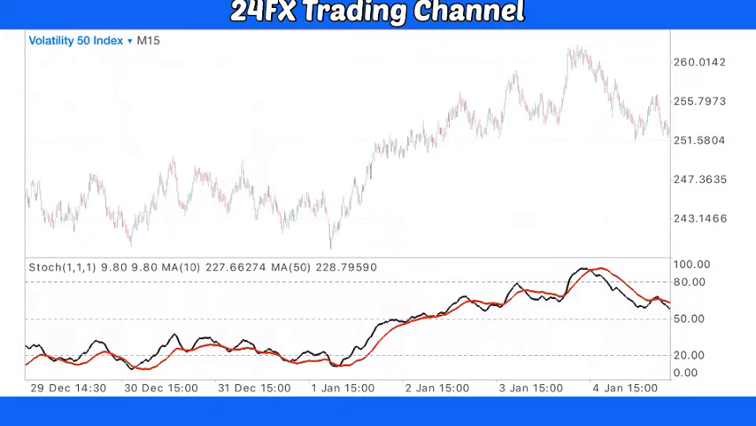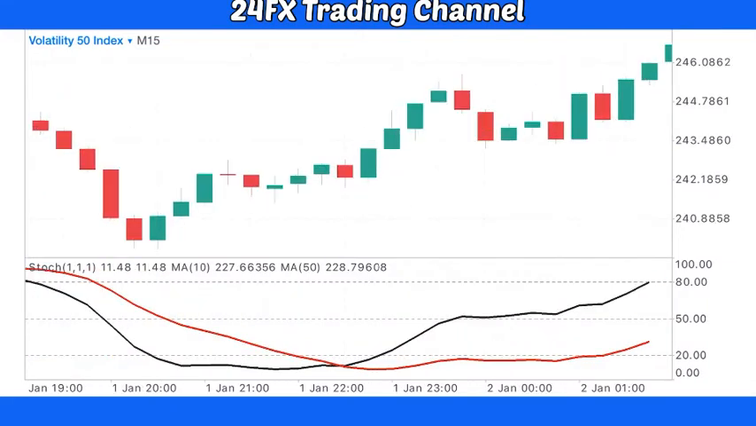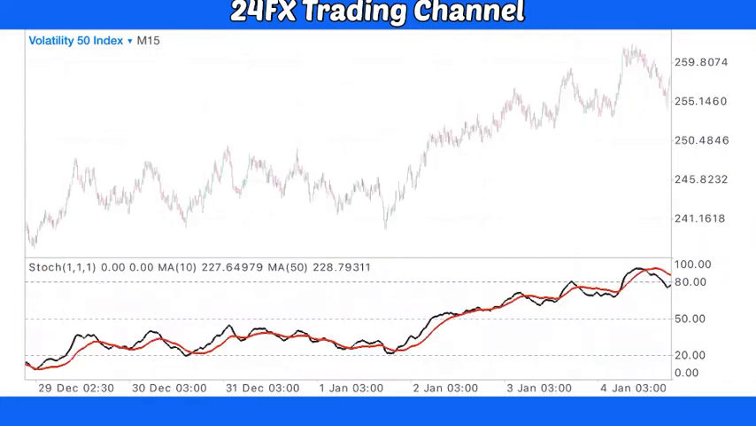Now before that, you should make sure that you are on maximum zoom out. This strategy works best on the 15-minute time frame and the 1 hour time frame, and you should make sure you are on maximum zoom out. Now this is the maximum zoom in. You should make sure you're in the maximum zoom out. Okay, all right, now let's get to it.